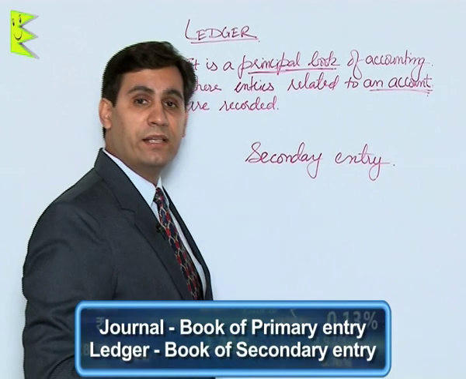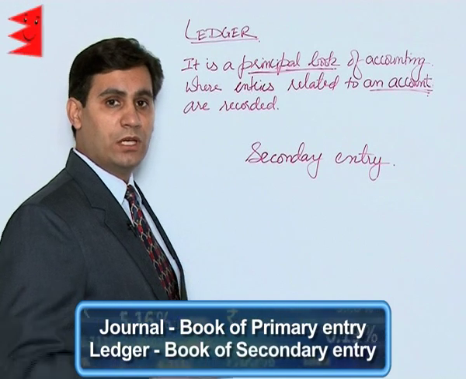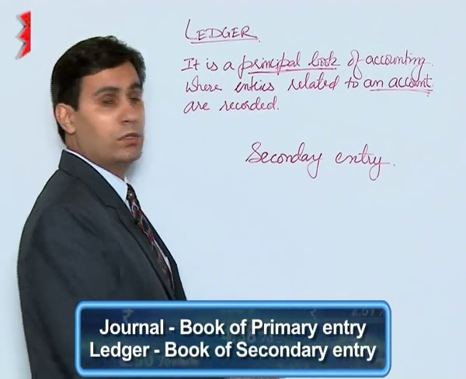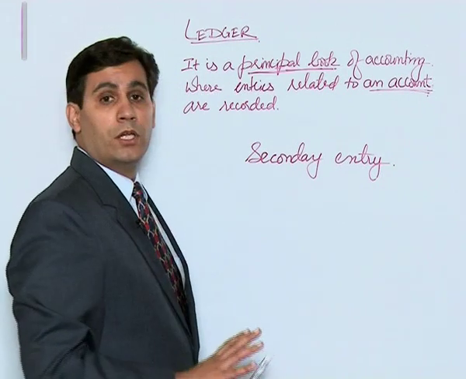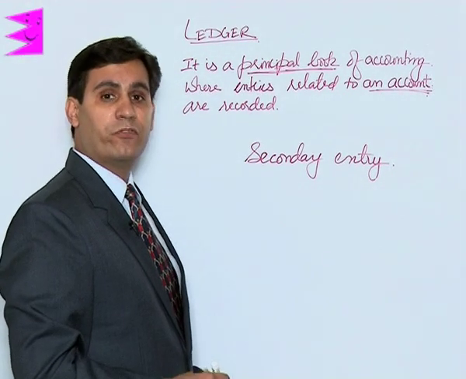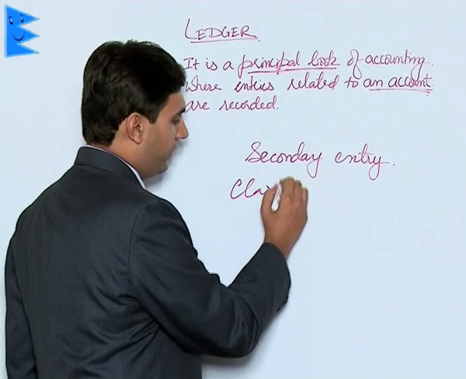The book of primary entry is journal, wherein the entries are recorded first up, and from journal then entries are transferred to the particular ledger account. Now students, you must remember this thing, that ledger performs the function of classification.